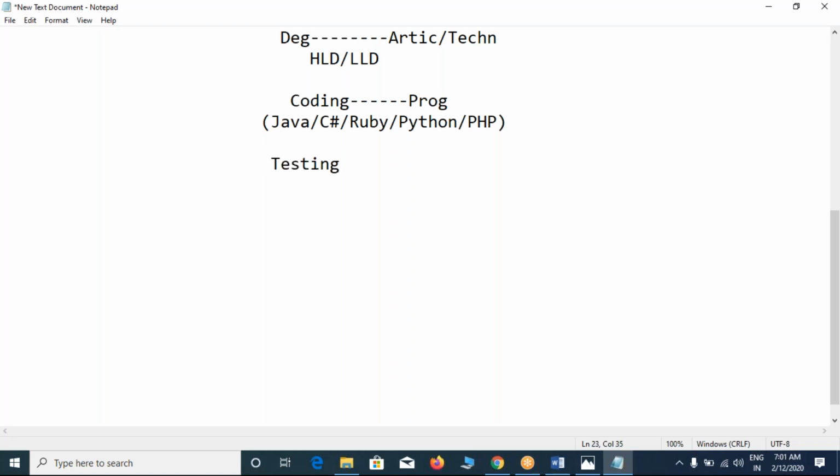Who will perform testing? No, not testing engineer. No, Richard, it is not QA. Of course, testing engineer is also called QA. Nice. That's what I told you already. Real time implementation is different, subject is different. So as per your BTech and MCA subject, after coding, testing will be started by the testing engineer.